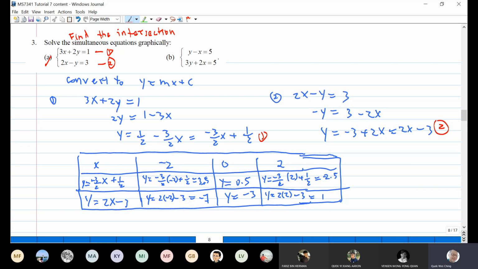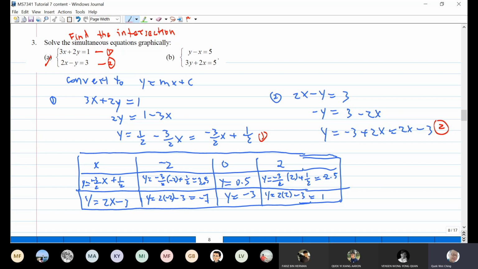From there, you get a table. How many values of x do you need? Basically, you need two values of x. But to make sure you really get it correctly, I suggest you put one more value, so that you get three values of x here. Therefore, you also get three values of y for each line. Then you see whether you can join them with a straight line. If you cannot join them by a straight line, it means something is wrong; you made a calculation mistake.